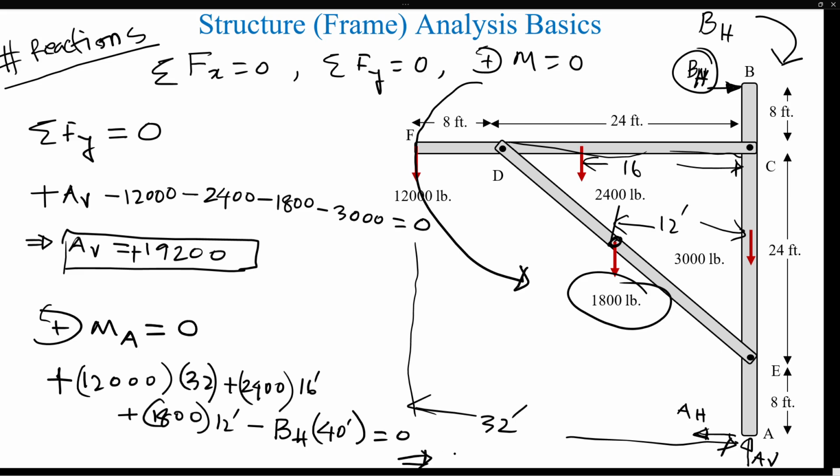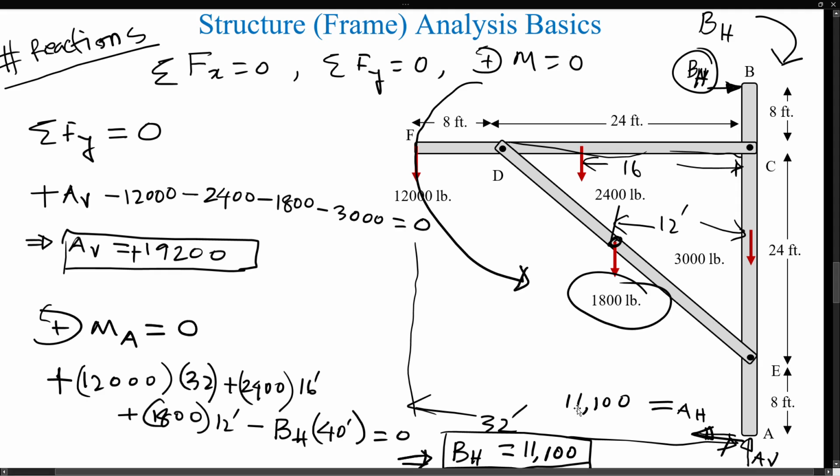Then we can find B H, which I found to be 11,100 pounds at B. The horizontal reaction at A is going to be exactly the same as this, because there is no other horizontal component. So A H will also be that, but in exactly the opposite direction so that everything gets balanced. So A H is going to act to the left.